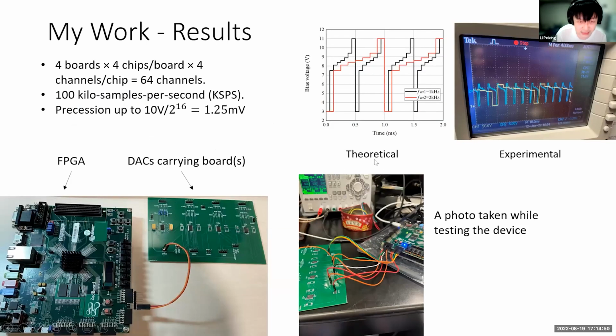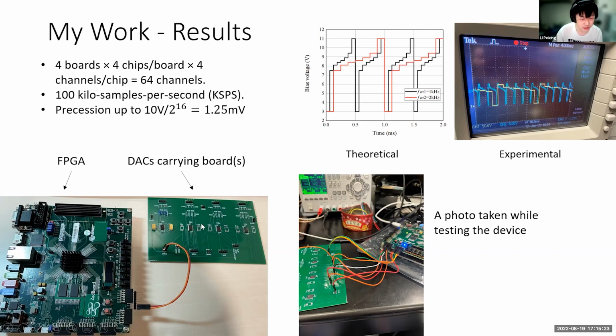So in my project, what I did is to design and build a circuit, which consists of an FPGA and 4 boards carrying 4 FPGAs on each. So we have 60 channels in total, which can generate voltage at 100 kilosamples per second, which is a very fast speed. The voltage range can be from 0 to 10 volts, and the precision up to 1.25 millivolts, which means it's very precise.